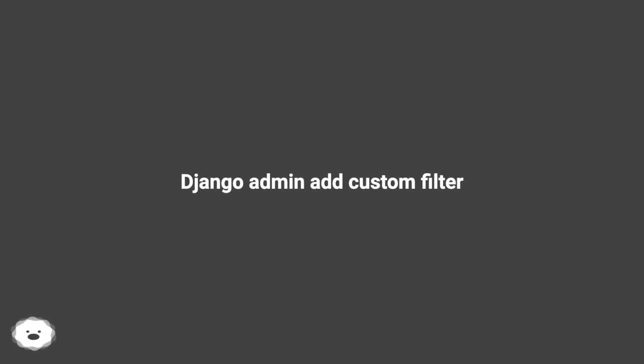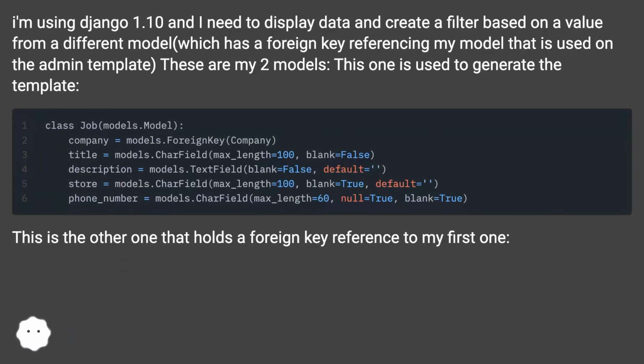Django admin add custom filter. I'm using Django 1.10, and I need to display data and create a filter based on a value from a different model, which has a foreign key referencing my model that is used on the admin template.